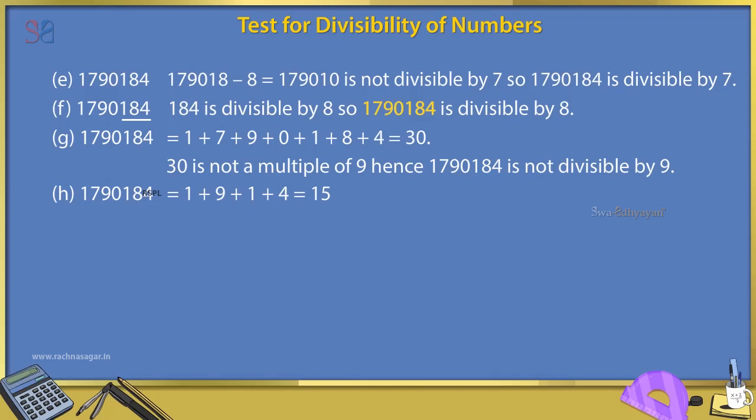1,79,184 is equal to 1 plus 9 plus 1 plus 4, which is equal to 15. 7 plus 0 plus 8 is equal to 15. 15 minus 15 is equal to 0. So, 1,79,184 is divisible by 11.